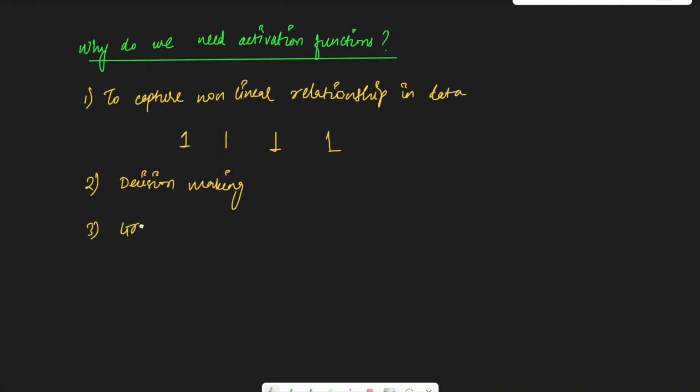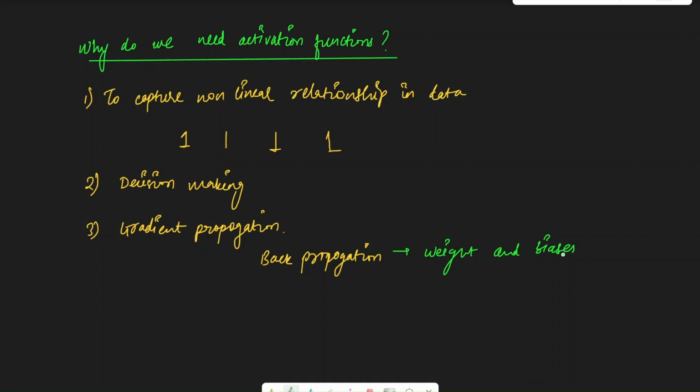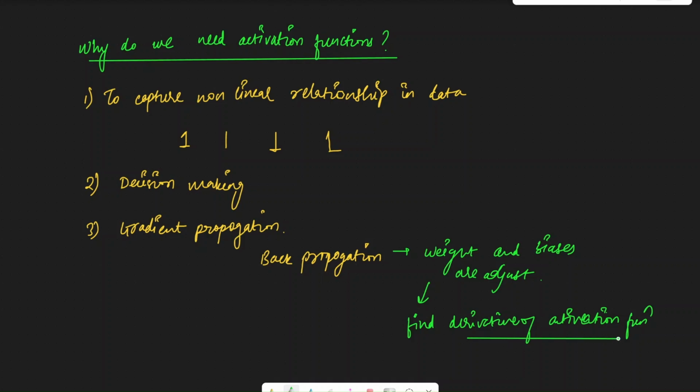Third reason is gradient propagation. If you know about neural networks, then you would have heard the term backpropagation. And during backpropagation, weights and biases are adjusted. And to adjust them, we find the derivative of the activation function. How much of the weights and biases to be adjusted is defined by this derivative of the activation function, and that's why it helps in gradient propagation.